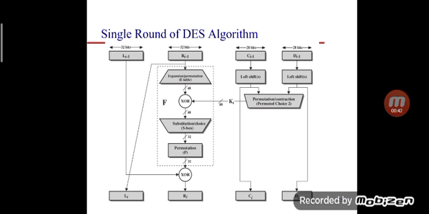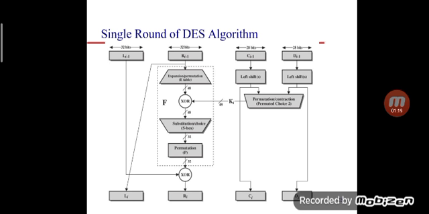There are two important parts: one is the plain text and another is the key. The DES algorithm takes a plain text of 64 bits. These 64 bits are divided into two equal parts: 32 bits on the left side and 32 bits on the right side. The DES algorithm uses a key of 56 bits, which we divide into two parts of 28 bits each.